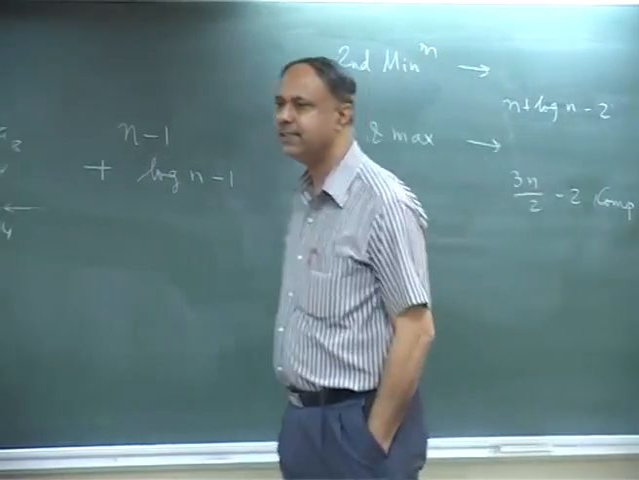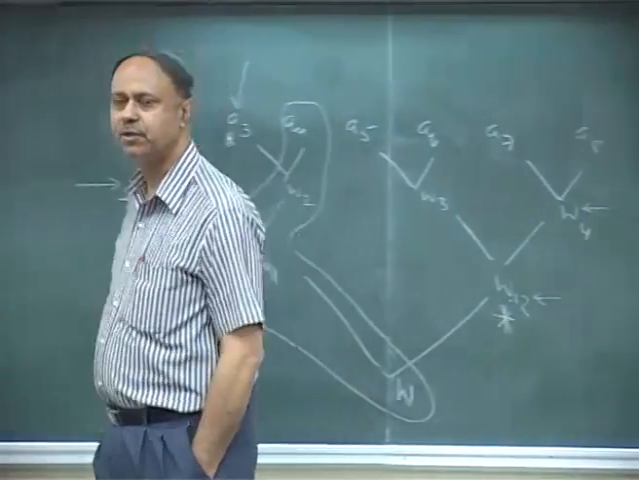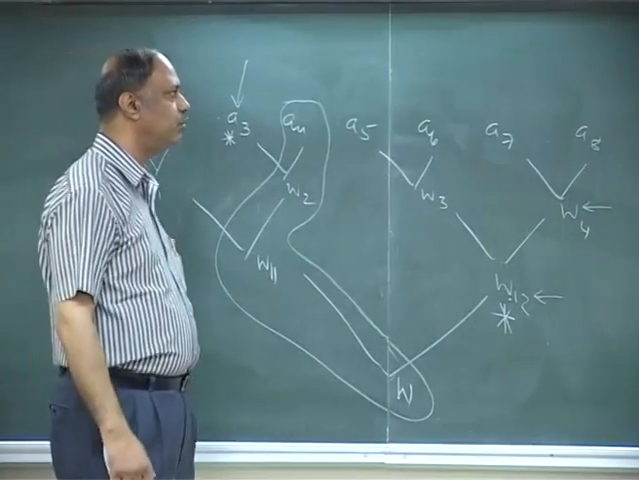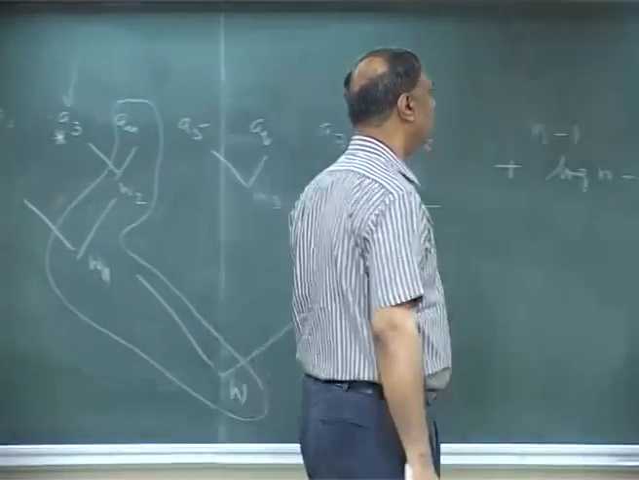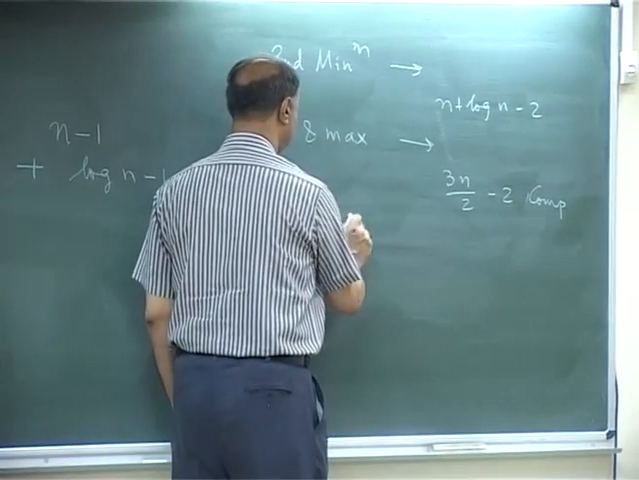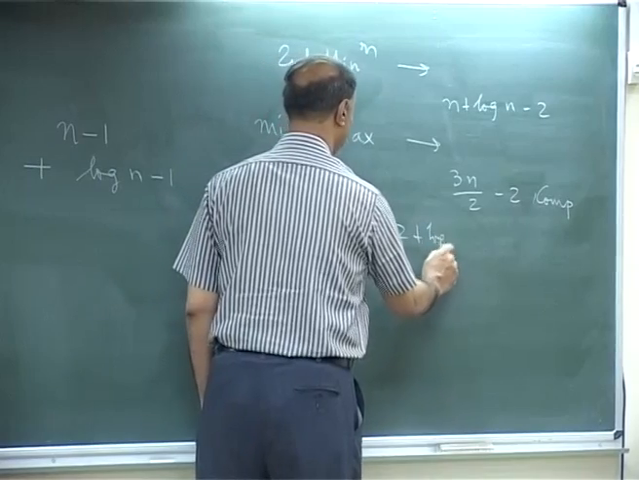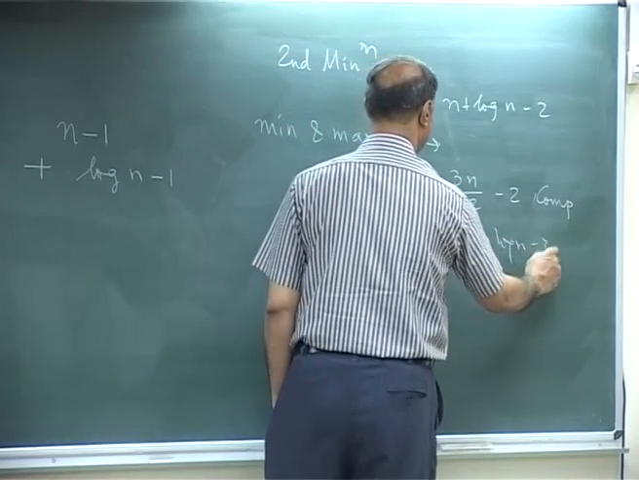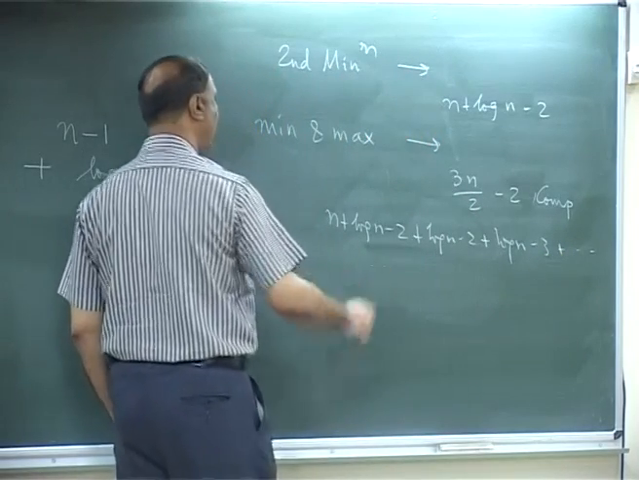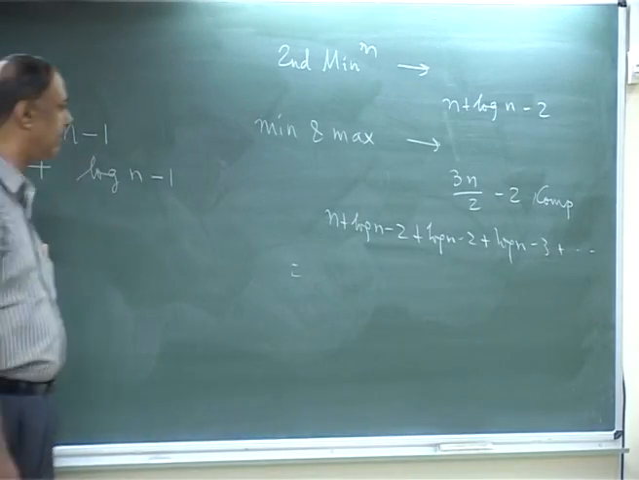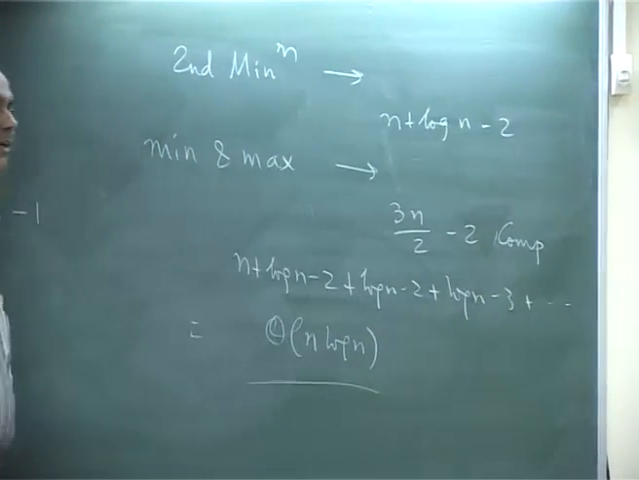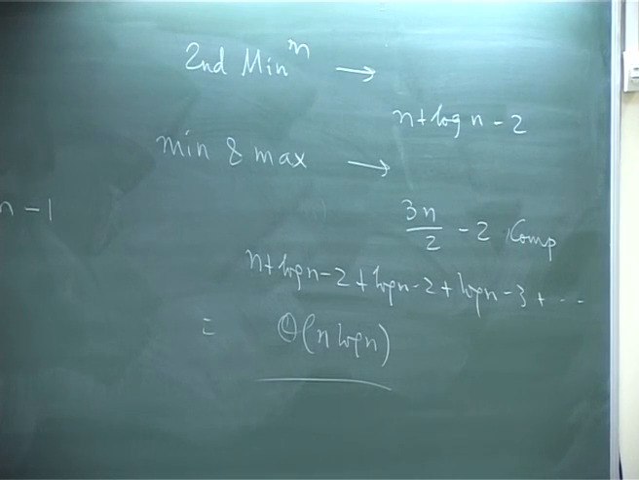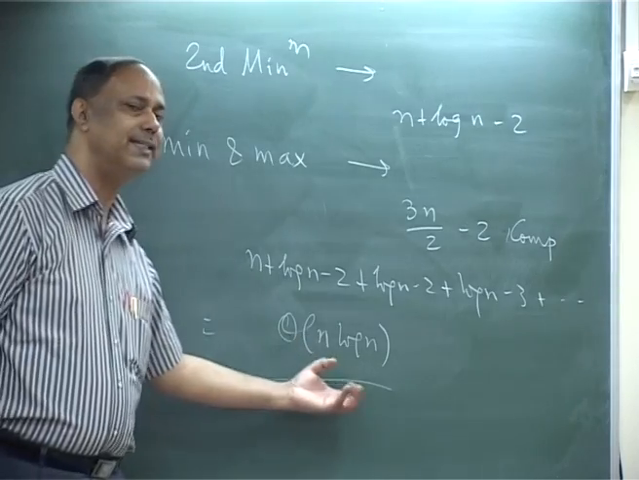But remember, to find the third minimum, you cannot go further. You have to go one by one again, which will become log n minus 2, then log n minus 3, and so on. So n plus log n minus 2 plus log n minus 2 plus log n minus 3, and so on. Suppose I have to find the first minimum, second minimum, third minimum, up to n minimums. This becomes order n log n, which is basically nothing but sorting of n elements, and the lower bound of this is order n log n, so it matches.